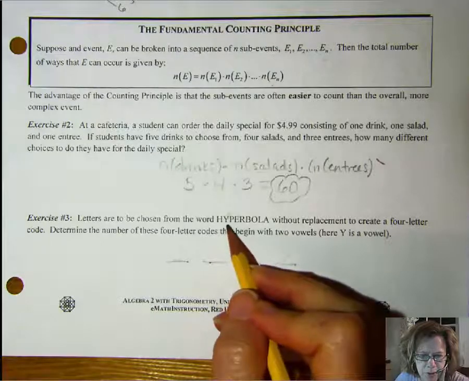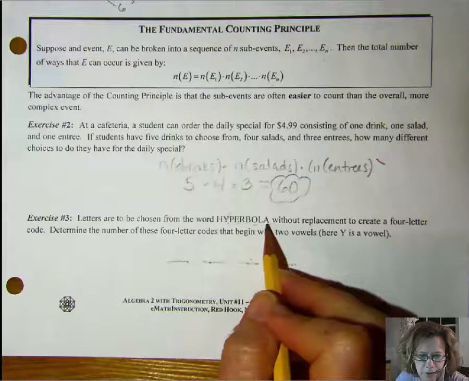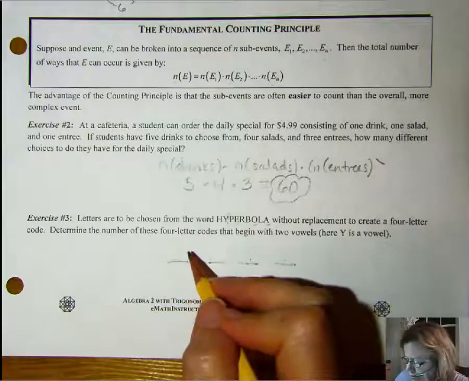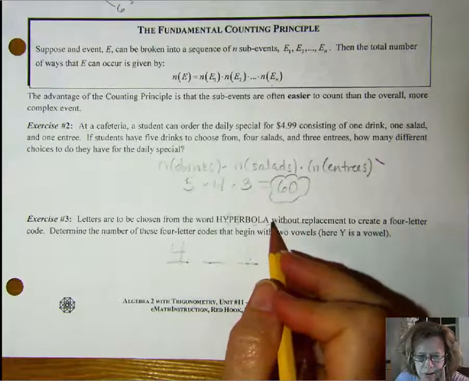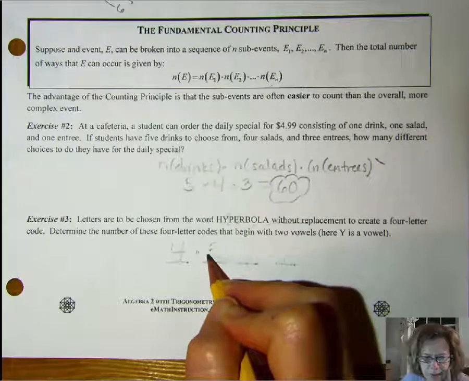Well, let's count vowels. I have a Y, E, O, and A. That's 4 vowels. So the first letter of my code has to be a vowel. There are 4 to choose from. I can't use the same one. It says without replacement. So for the second place in my code, I only have 3 vowels left.